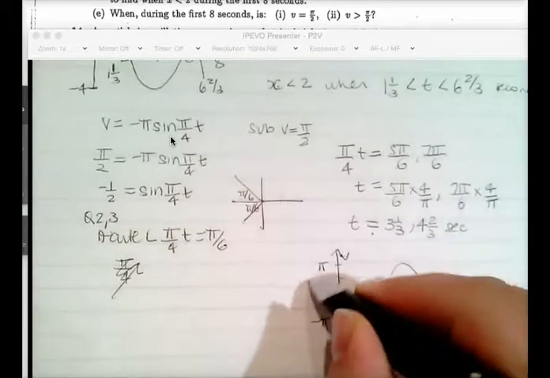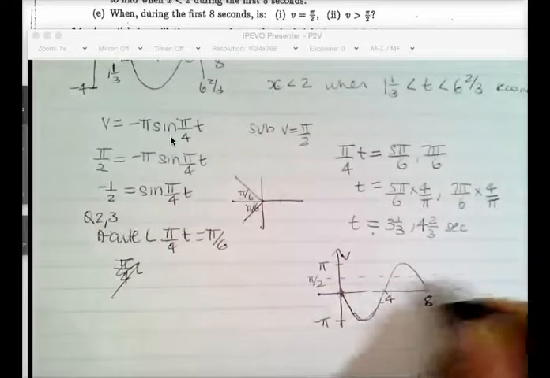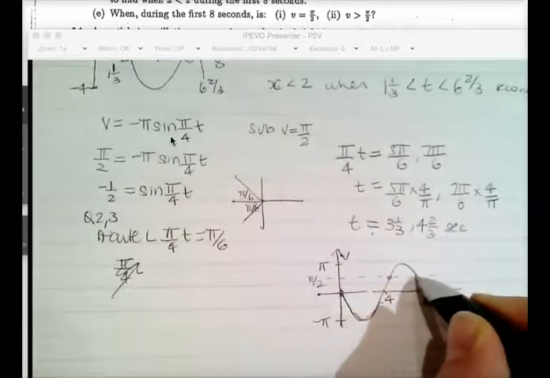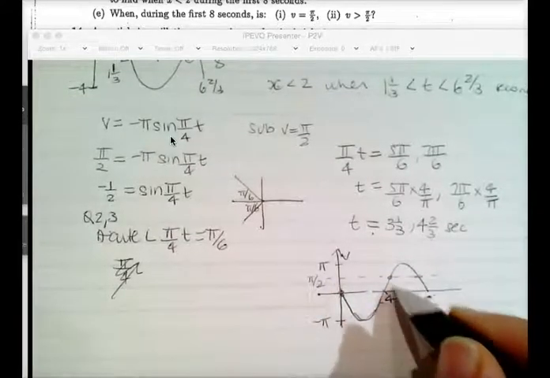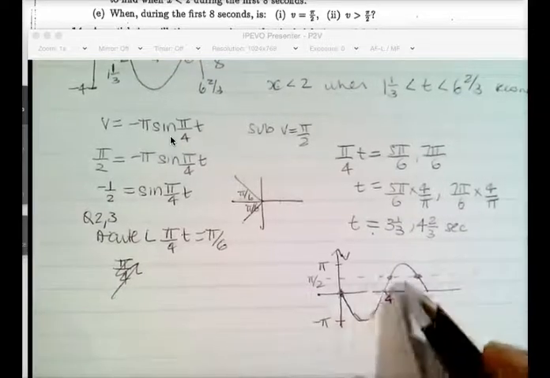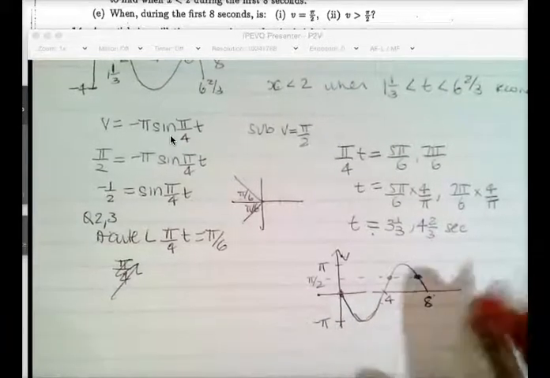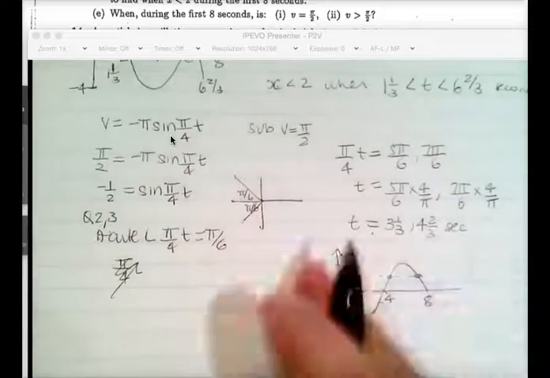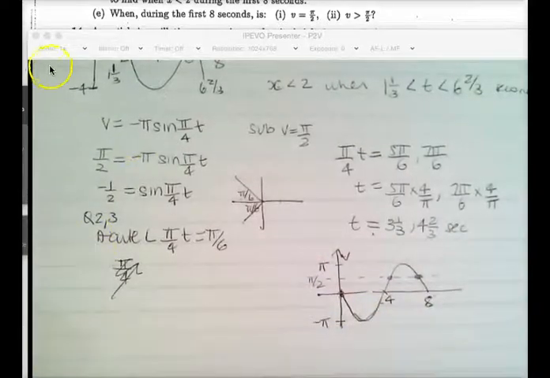And if I put pi on 2 and put a dotted line across here, I can see that I've got something bigger than 4 and less than 8 as my times when velocity is pi on 2. So there is an error in this working somewhere which we need to find.